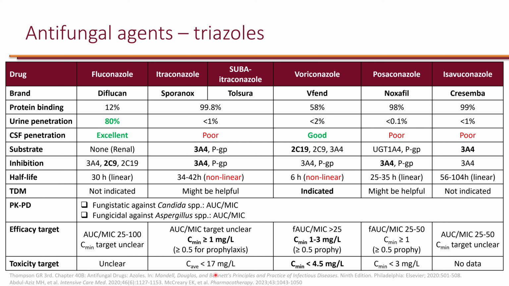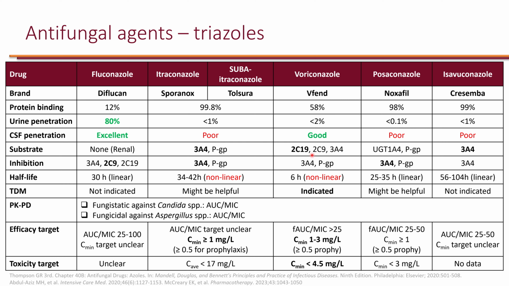And when it comes to toxicity, there is a large ceiling. Essentially, you have to go up to a level of 17 to get toxicities. So in general, it's pretty well tolerated. You have a large window, so it's very difficult for patients to get to that level. Now, with voriconazole, it's the opposite. Because toxicities are very serious and the threshold for toxicity is pretty low at 4.5, therapeutic drug monitoring is indicated for anybody who's taking voriconazole.